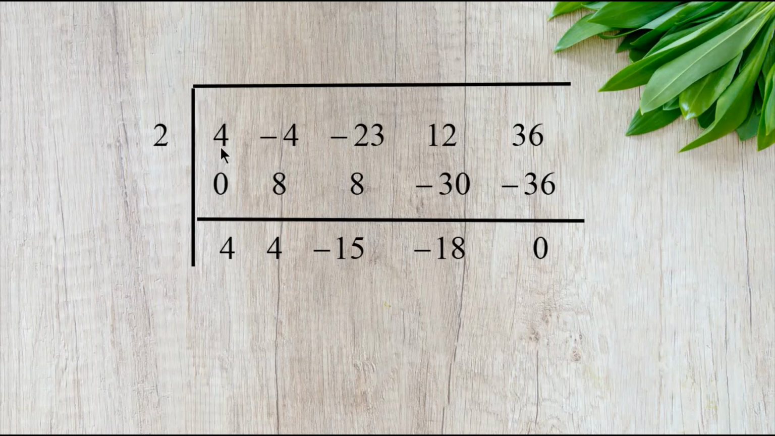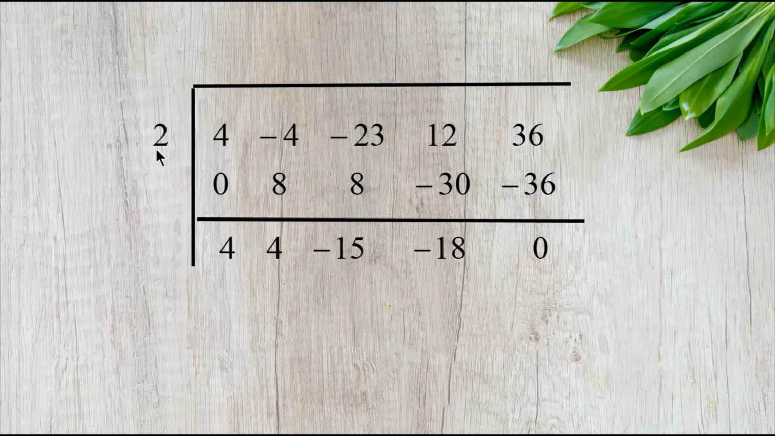That is, 4 represents the coefficient of m raised to 4, the coefficient of m cube is minus 4, the coefficient of m square is minus 23, the coefficient of m is 12, and 36 is the constant. Now we are going to divide these coefficients using the root.